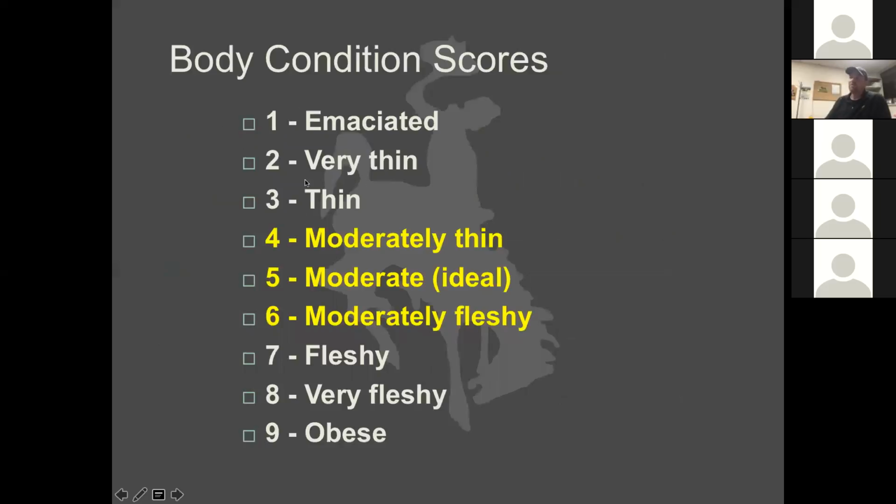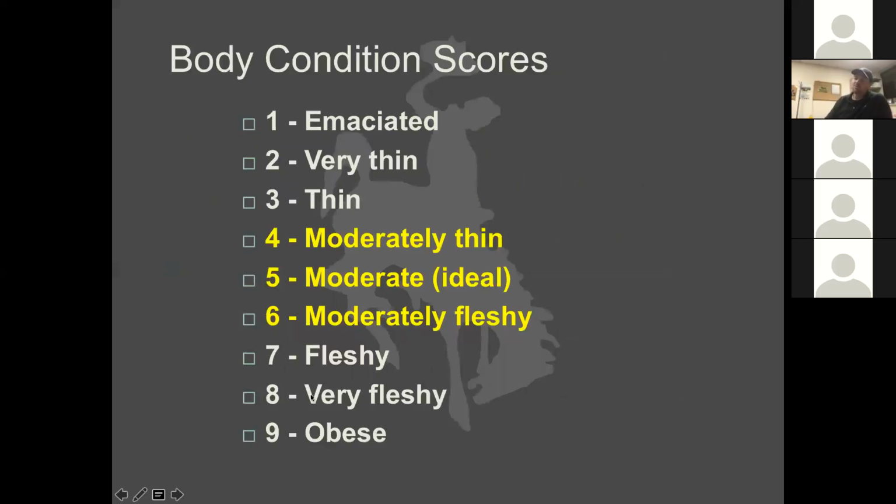1, 2, and 3 would be considered very thin. Rarely do you see a 1. She's almost dead. You're probably driving out in the desert. You will see some 3s out there. 4, 5, and 6 is kind of our target. 4, we're going to consider on the thin end. 5 is probably perfect. 6 is getting on the moderately fleshy side.